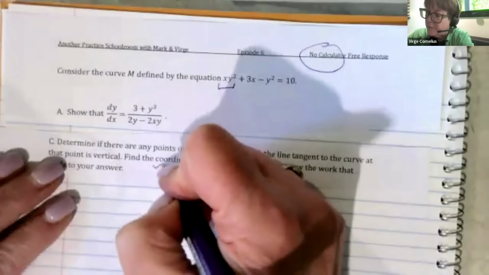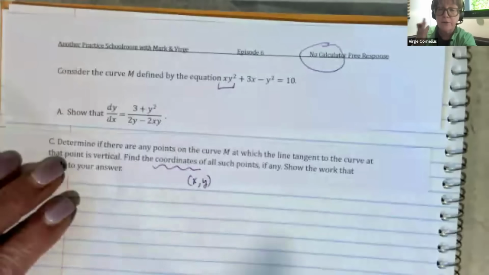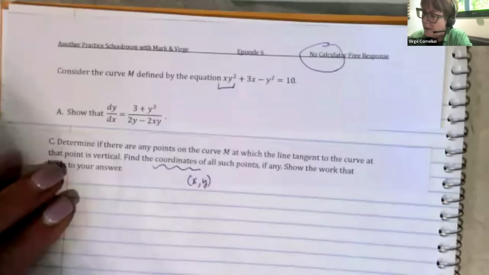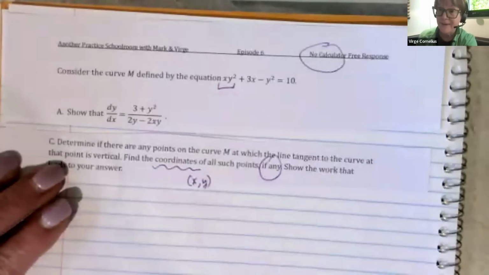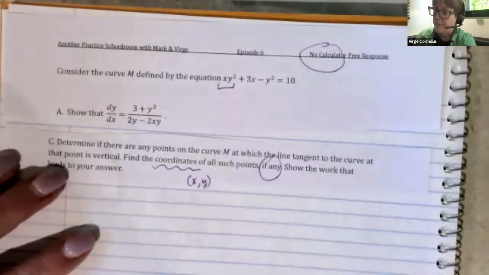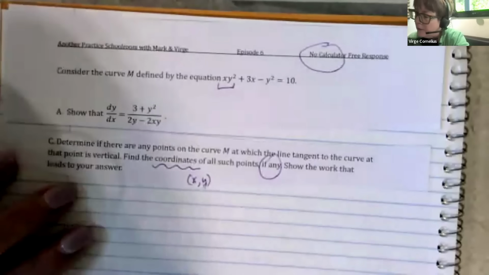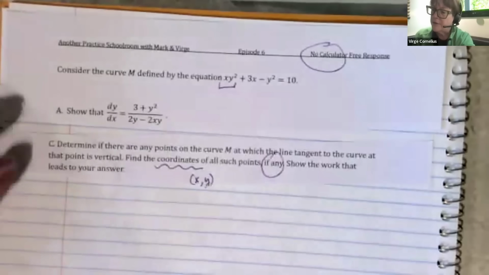When we see this, we want to find an ordered pair or a couple of ordered pairs. We don't want to just say x equals 7 or something. Find the coordinates of all such points, if any. There might not be any. Use your knowledge of English to help you answer these questions. If it said find the coordinates of all such points, period, you would know you're going to have at least one. Show the work that leads to your answer. So let's see what we need to do.